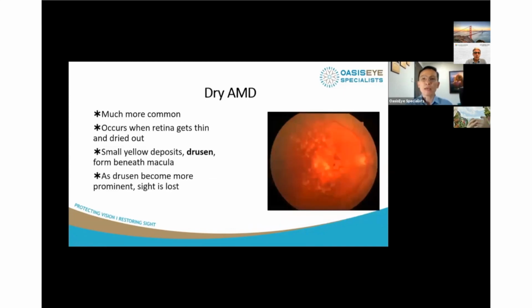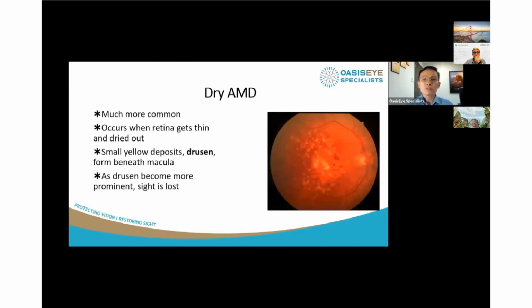How about the dry type of AMD? Dry type of AMD is much more common. It will occur when the retina gets thin and dries out. When we look at the retina, we will be able to appreciate multiple small yellow deposits we call drusen that form beneath the macula. Basically, all these small yellowish deposits are deposits of waste product of our cells. When the cells inside our retina start to degenerate, they are unable to function normally to get rid of the waste product, and thus those waste products will accumulate inside the retina and subsequently form drusen.